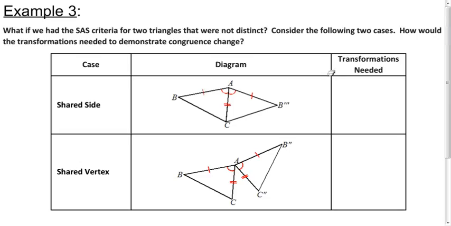So in the first one, we just have to reflect over segment AC. Then the second one, we have to rotate using angle CAC double prime, going clockwise, and we have to reflect over AC.